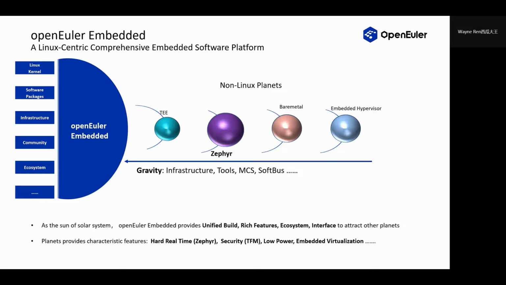In our view, openEuler Embedded is just like a solar system. The embedded Linux is the sun. Planets are RTOS, embedded hypervisor, even bare metal. As the sun of the solar system, openEuler Embedded provides unified build, rich features, ecosystem, interfaces, etc. to attract other planets. Different planets provide their own characteristic features and ecosystems. For example, for hard real-time, you can choose Zephyr. For security, you can choose TF-M. Low power, embedded virtualization, and other components.